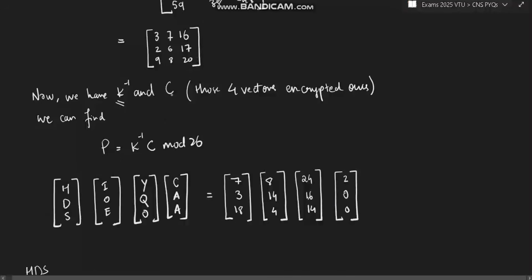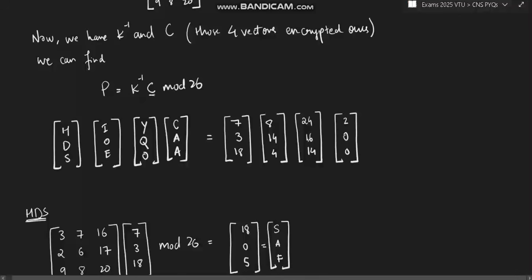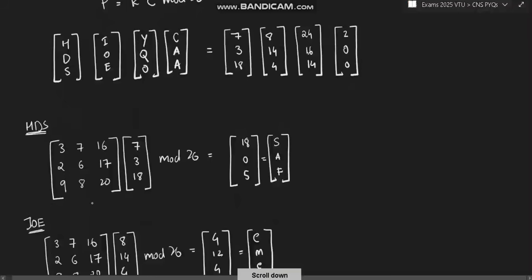Now you have to use K inverse and C to find out the value of P, which is decryption, right? What are the initial letters we had? We have to get them. So we'll be using each of these C. There are 4 C's here, right? These are the 4 encrypted texts for the 4 vectors we had initially. So we'll be taking each of these and decrypting it. So K inverse into C mod 26. This is K inverse, this is C, this is mod 26.